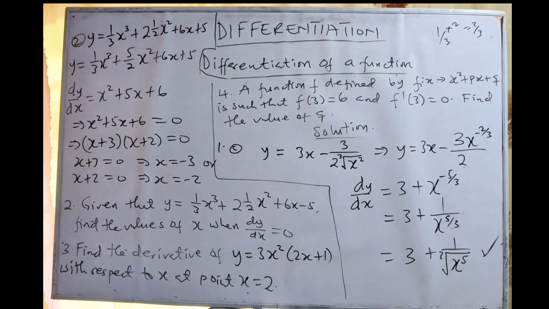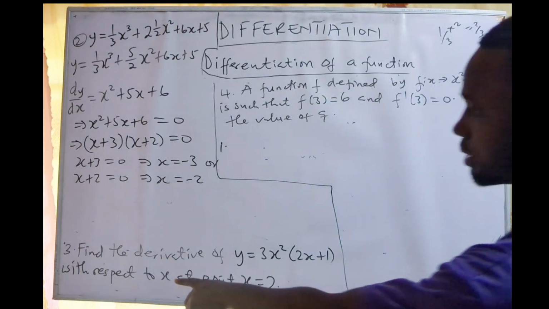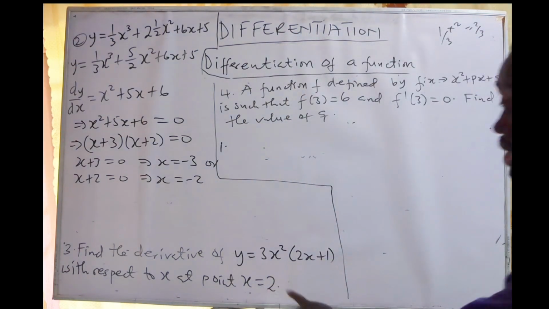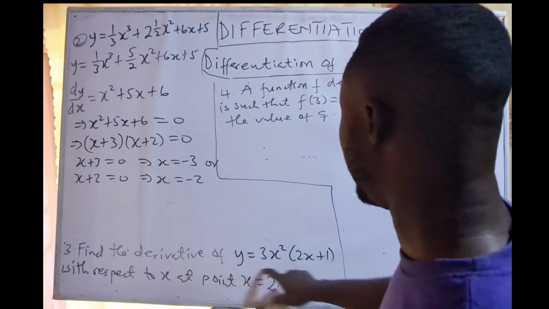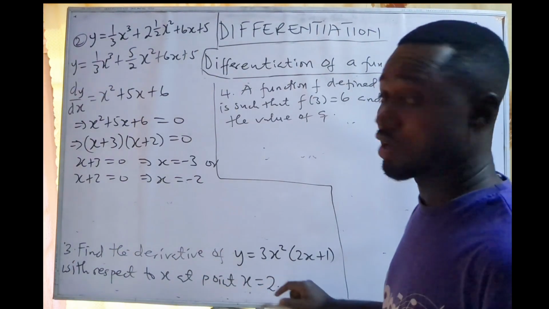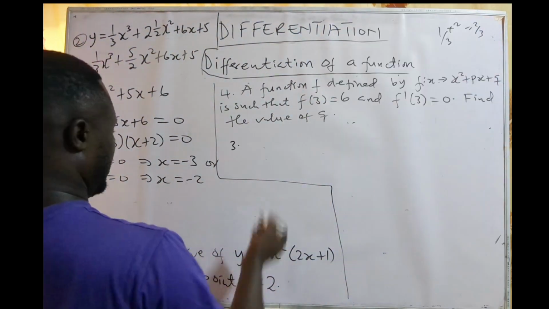Number 3, find the derivative of y with respect to x at the point x equal to 2. So what we are going to do is to differentiate this. After that, we substitute the value of 2.